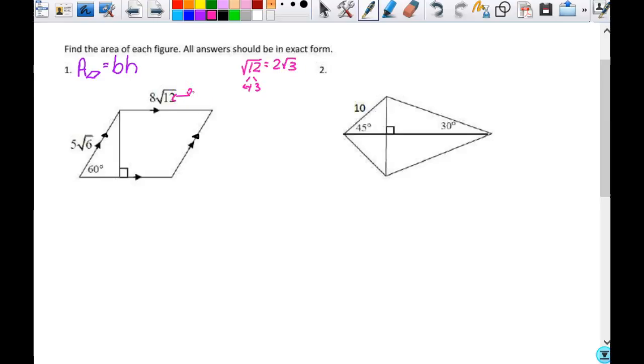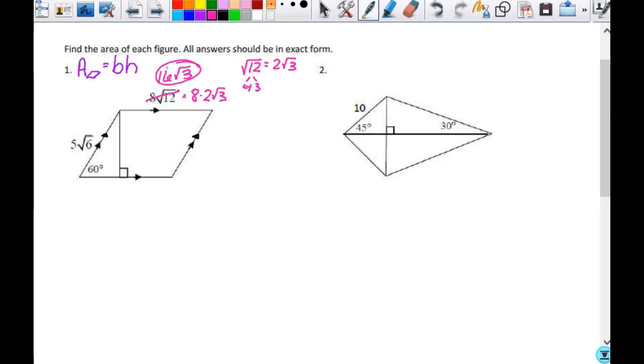Oh, goodness, I'm leaning. Sorry. I've been good about not doing that. This is really 8 times 2 square root of 3, which means instead of this, I can just make that 16 square root of 3. Okay, so that's my base length.